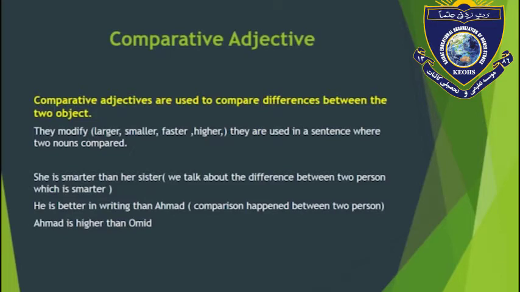He is better in writing than Ahmad. He has great writing skills. He knows how to write very clean, and we compare his quality with someone else. The comparison happened between two persons. Ahmad is higher than Omid.